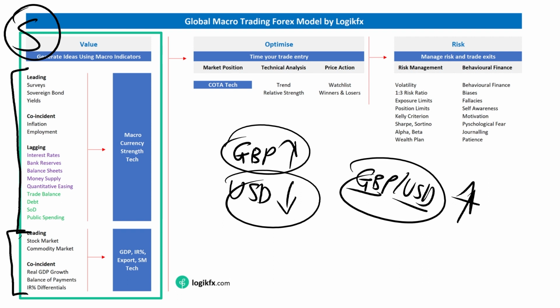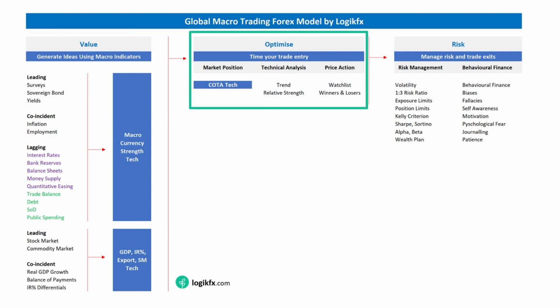Now moving on, we go to the second step, which is optimization. So let's have a look into that. Optimization is where the macro investor will filter through their trade ideas to decide which ones are providing the best opportunity currently. This may involve forms of sentiment analysis through the commitments of traders report, or gauging supply and demand through technical analysis and some discretion.